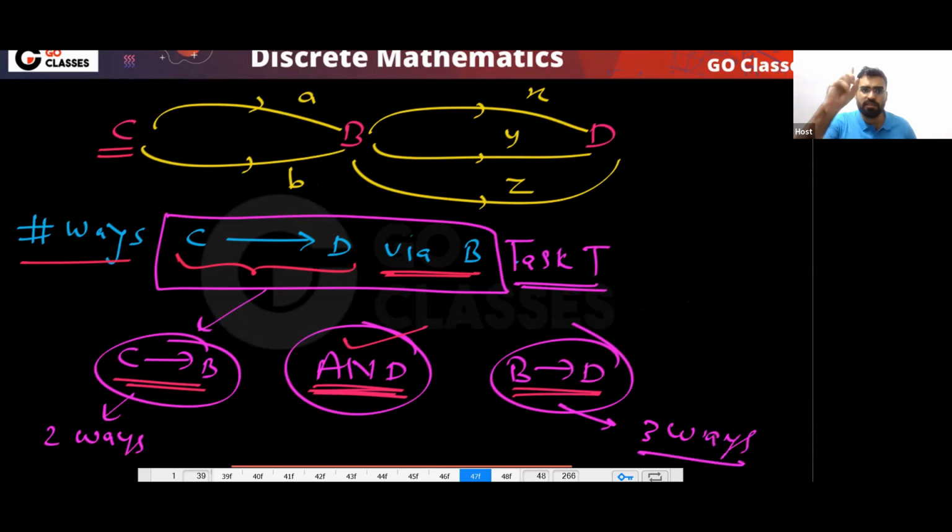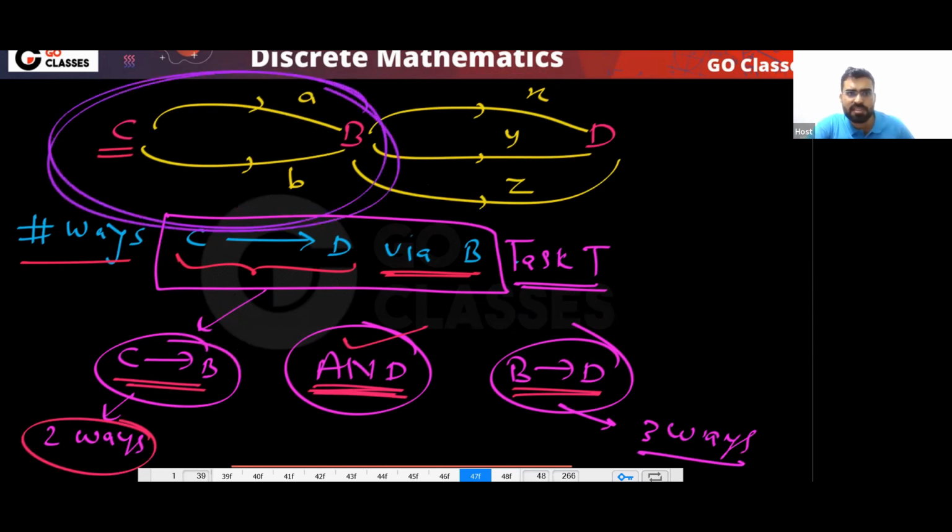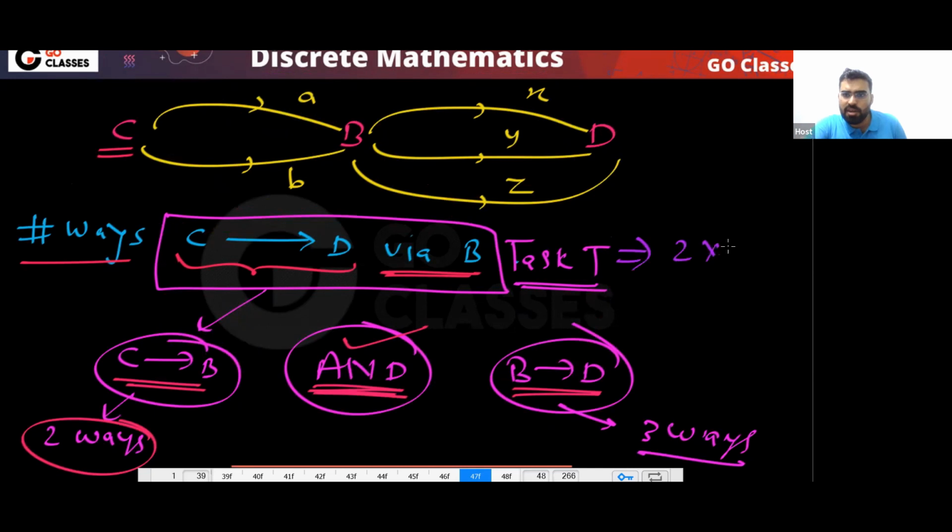And can I say one very important thing? Once this is done, can I say for every way here, we have 3 ways here? You can notice, for every way here, you have 3 ways here. So remember, this is important. Once this is done, you have 3 ways. So finally, I can say this task T can be done in 2 into 3 ways.